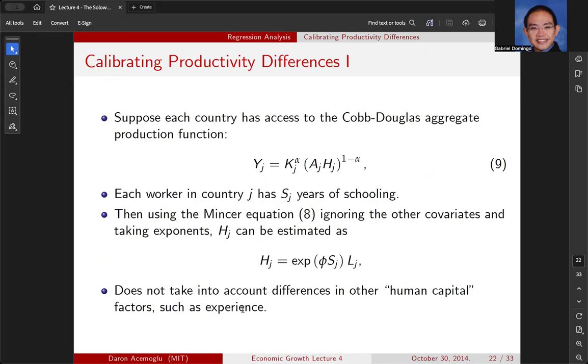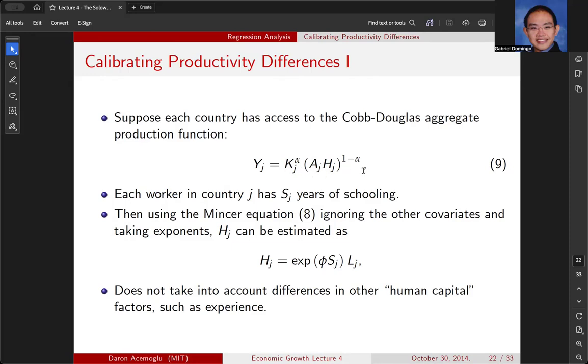All right. So now let's talk about calibration. Suppose that each country has access to the Cobb-Douglas production function here. Notice what you have here is Y, or GDP, is a function of capital and A times H. A happens to be the effectivity of labor, but H here is a version of labor that already reflects some kind of human capital associated with it, right?